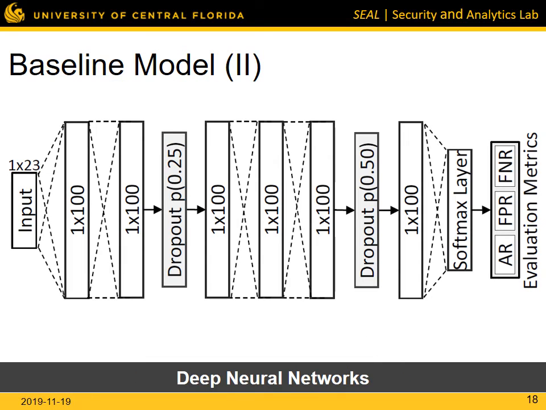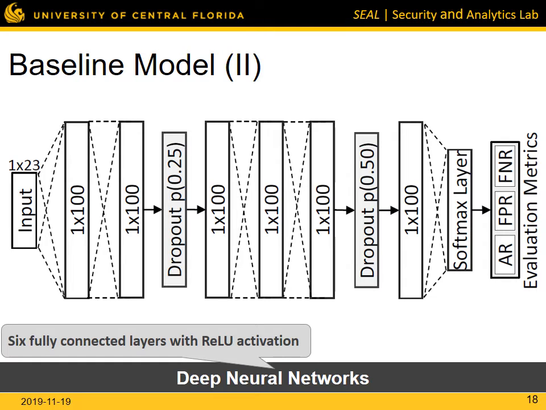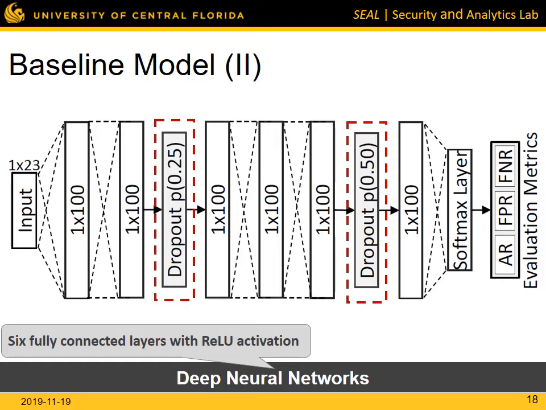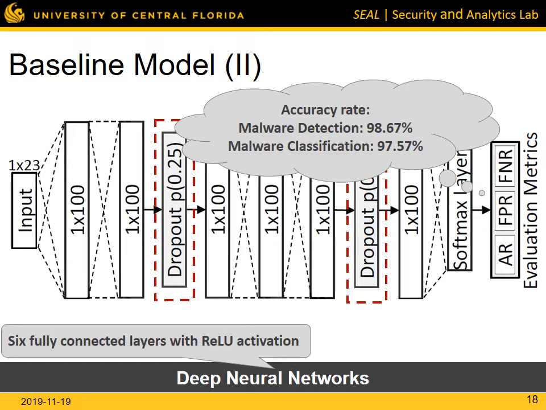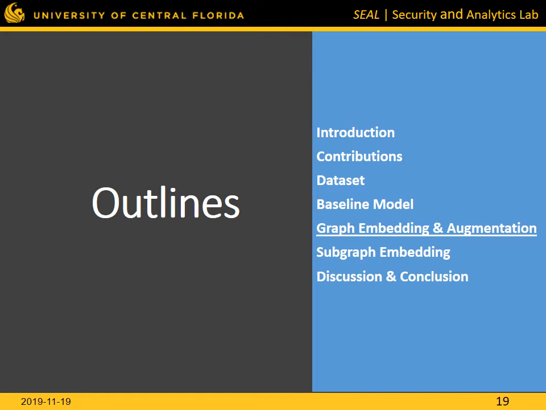We achieved through this baseline model a malware detection accuracy rate of 98.96% and a classification rate of 98.09%. The second baseline model is a deep neural network, or DNN, which consists of 6 fully connected layers with ReLU activation function. With 2 dropout operations to prevent overfitting, we achieved a malware detection accuracy rate of 98.67% and a classification rate of 97.57%.